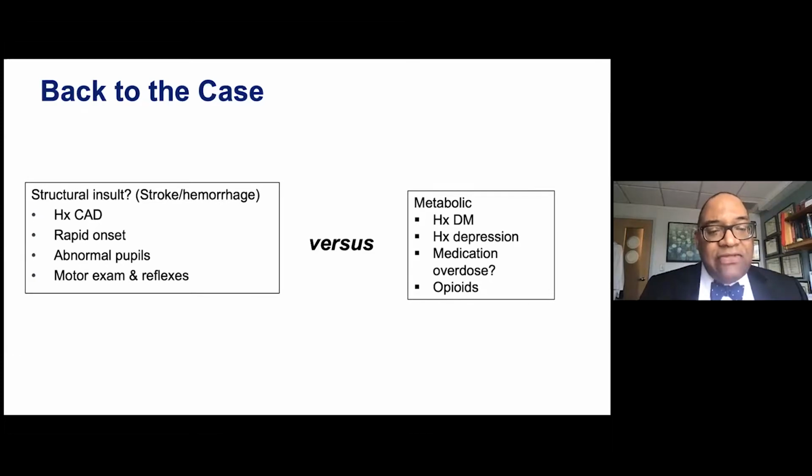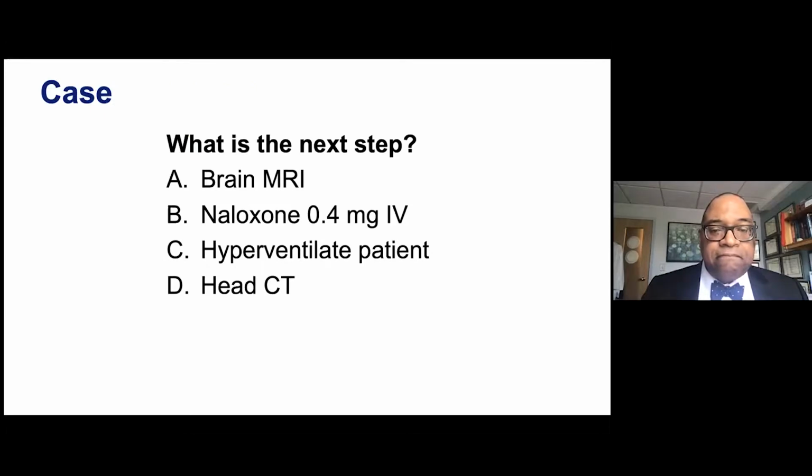And going back to our case, is it a structural insult? Is it a metabolic abnormality? We performed our examination, and there are remarkable things on this clinical exam. Other than the level of consciousness, the disconjugate gaze is something that is very concerning. Therefore, what is the next step? A, brain MRI. B, naloxone, 0.4 milligrams IV. C, hyperventilate the patient. D, head CT.